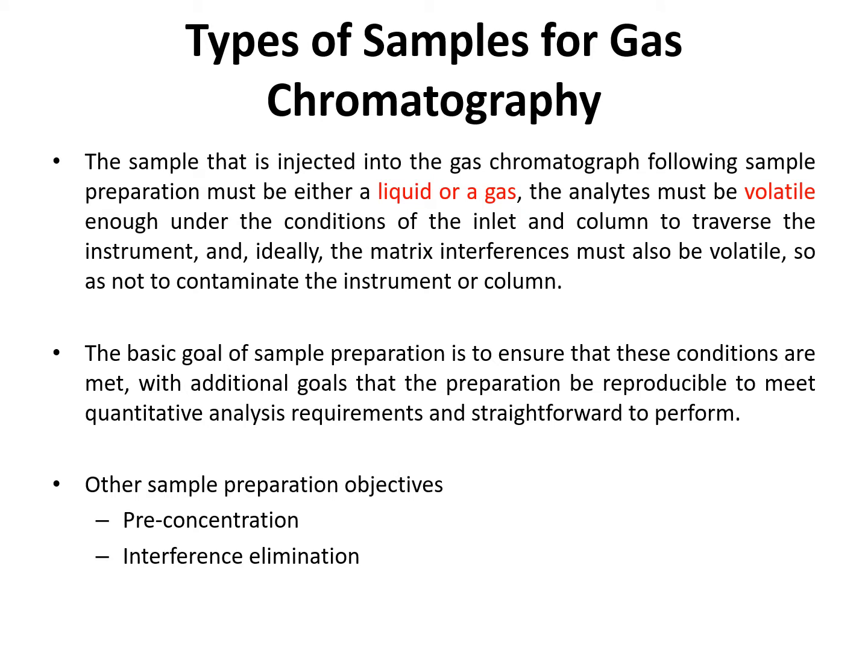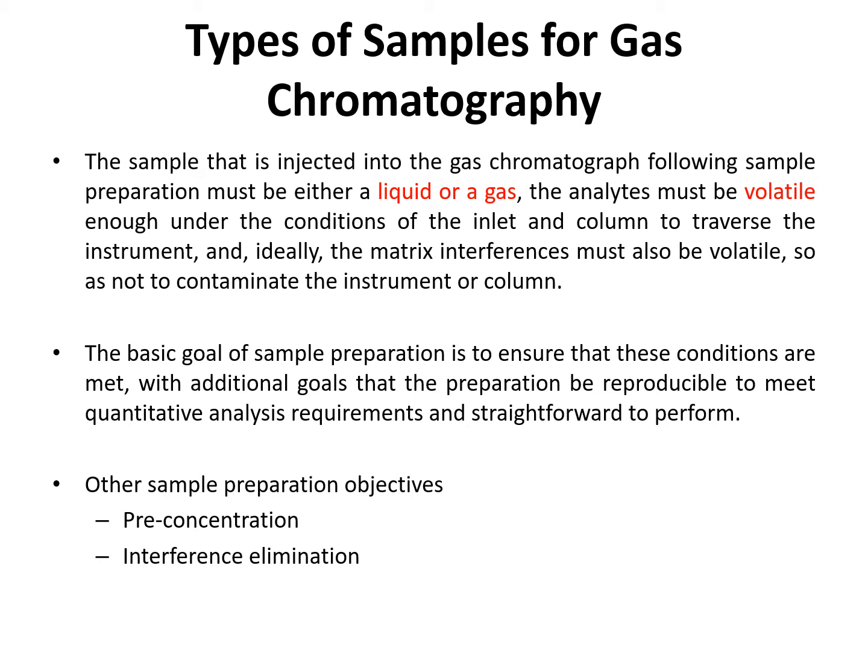Okay, students, the type of samples for gas chromatography. The sample that is injected into the gas chromatograph following the sample preparation can be either a liquid or a gas. The analyte must be volatile enough under the conditions of the inlet and the column to traverse the instrument, and ideally the matrix interference must also be volatile so as not to contaminate the instrument or column.